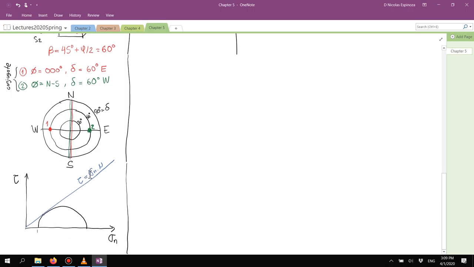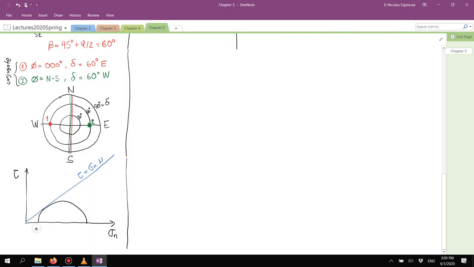And the minimum is going to be, in this case, the minimum horizontal stress, and the maximum is the effective vertical stress. And the faults 1 and 2, both of them are going to be here at the point where the Mohr circle intercepts the failure line. Those two are going to be right there.